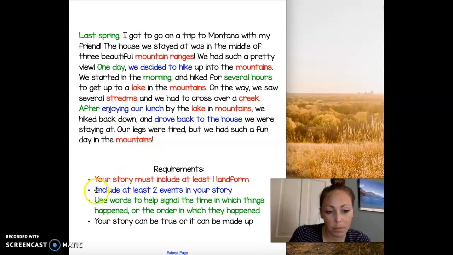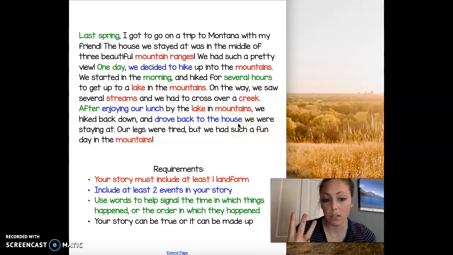The next one in blue says, include at least two events in your story. Okay, so let's see. I started with, we decided to hike. Okay, that's one event, hiking. And I also said we enjoyed our lunch by the lake. And I also said we drove back to the house. Those were three things that happened in the story. Okay, so it wasn't all about one thing that we did the whole time. It was about multiple things that we did throughout the day.